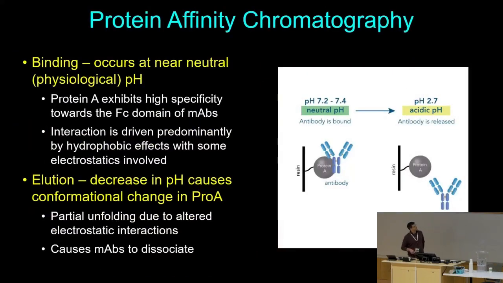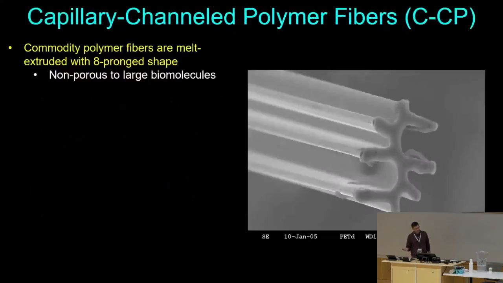So the basic mechanism of protein A chromatography involves binding at near neutral pH, and the protein A exhibits a high specificity for the Fc region of the monoclonal antibody, and elution occurs via a decrease in pH, which causes a conformational shift in the protein A, causing a partial unfolding due to altered electrostatics, and causes the mAb to dissociate.